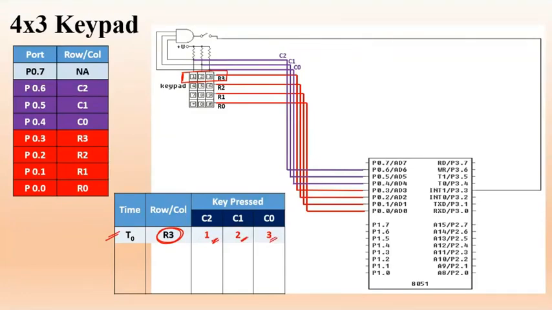Now which one is connected to which of the columns? You can see here key 1 is connected to column number 2, C2. Clear? Then similarly, key 2 is connected to column number 1, and key number 3 is connected to column number 0.